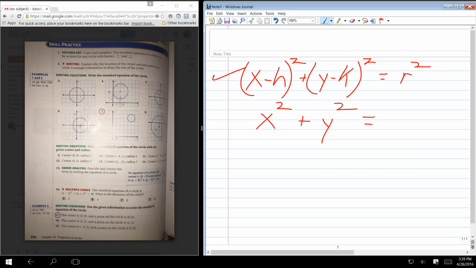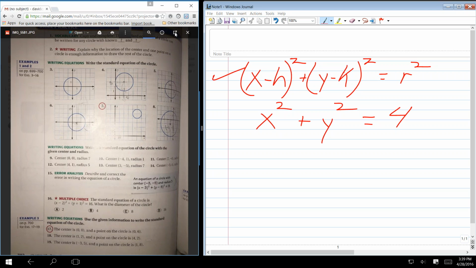And then what's the radius of that number 3? We need the radius. 2. So, 2 squared. There's the equation of that first circle. Well, that's it? Uh-huh.